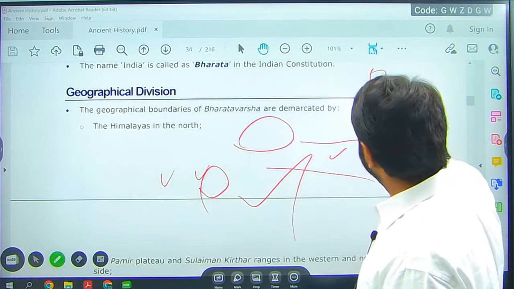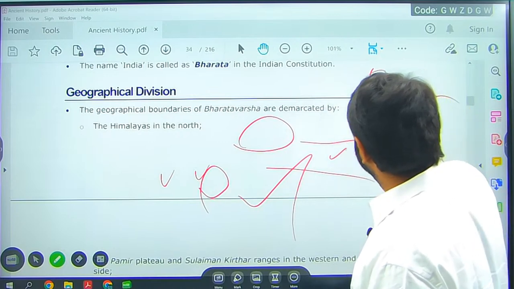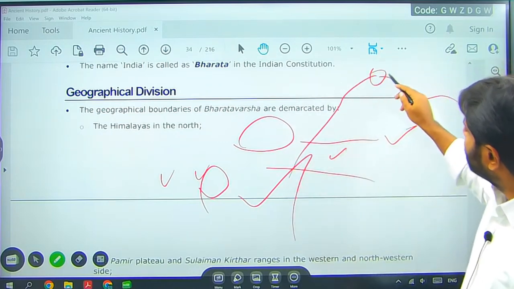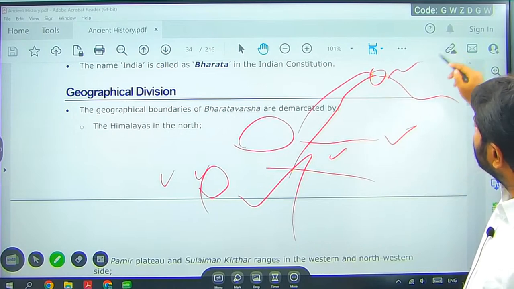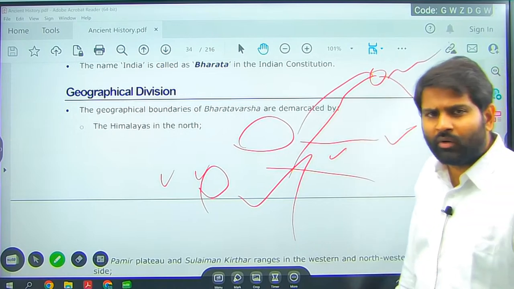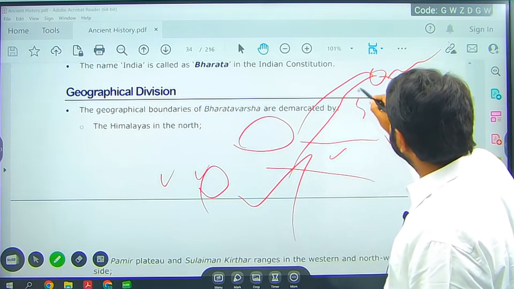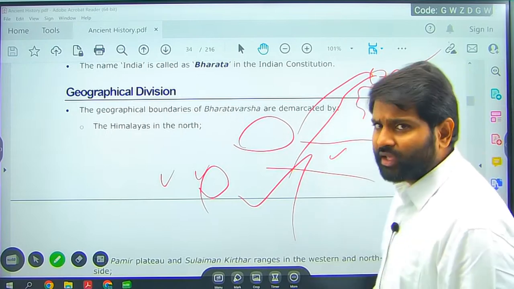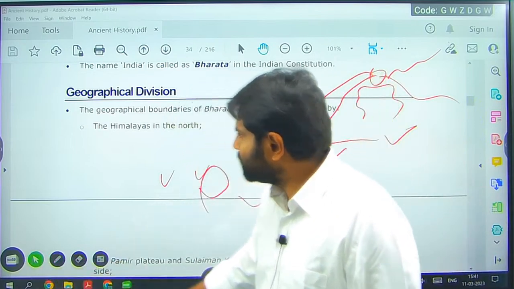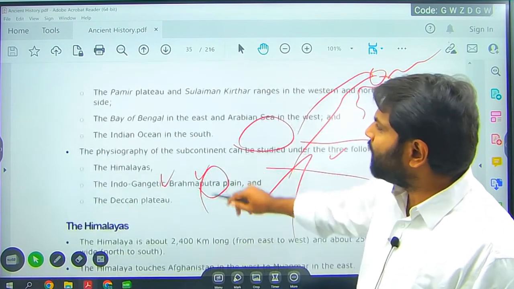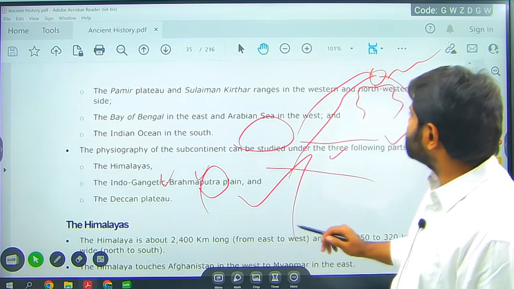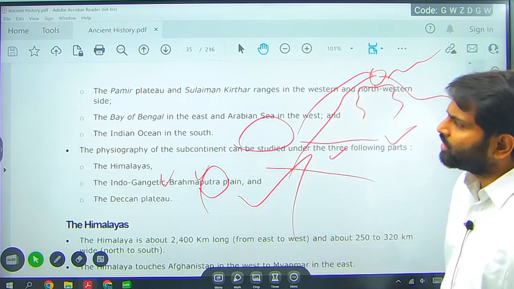From the Pamir Knot, we have the Himalayas, the Hindu Kush, the Sulaiman, and the other Kunlun mountains. Likewise, from there, which is above the head of India, we'll start our geography. The Himalayas in the north, the Pamir Plateau and the Sulaiman Kirtar ranges in the west and northwestern side.